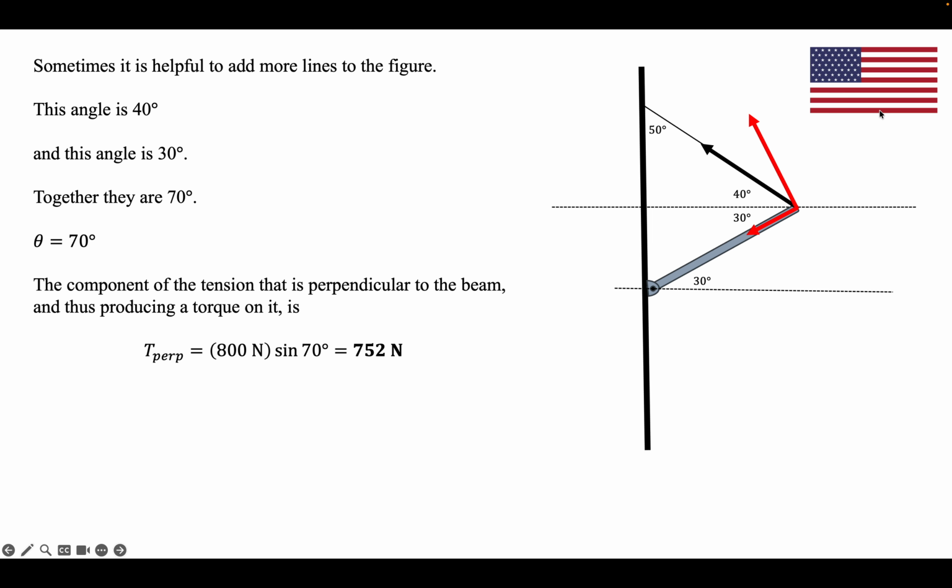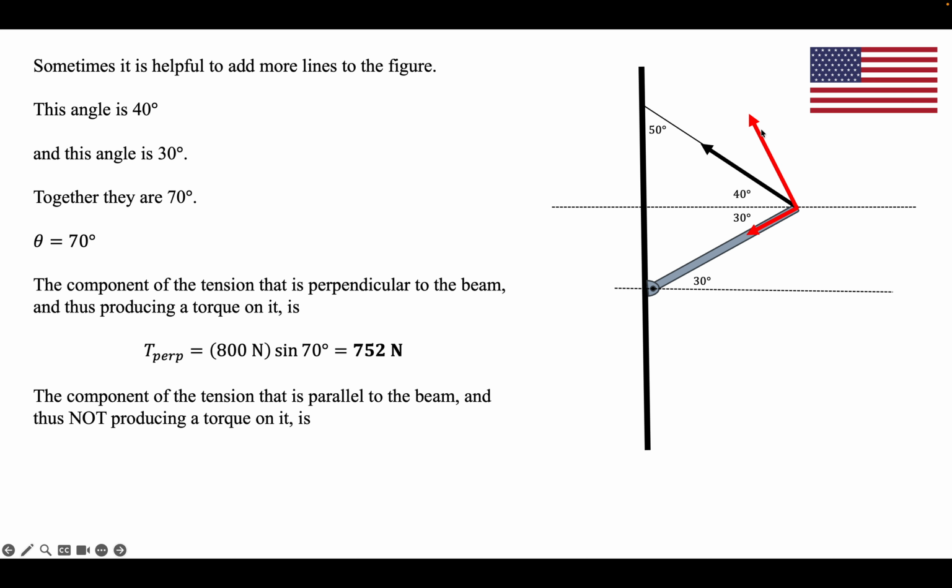Now we can get the components. The perpendicular component is 800 newtons, the tension in the rope, times sine 70 degrees. 752, that's that force. Parallel to the beam, doesn't produce a torque on it, is 274 newtons. And that's how you get the components perpendicular and parallel for torques.